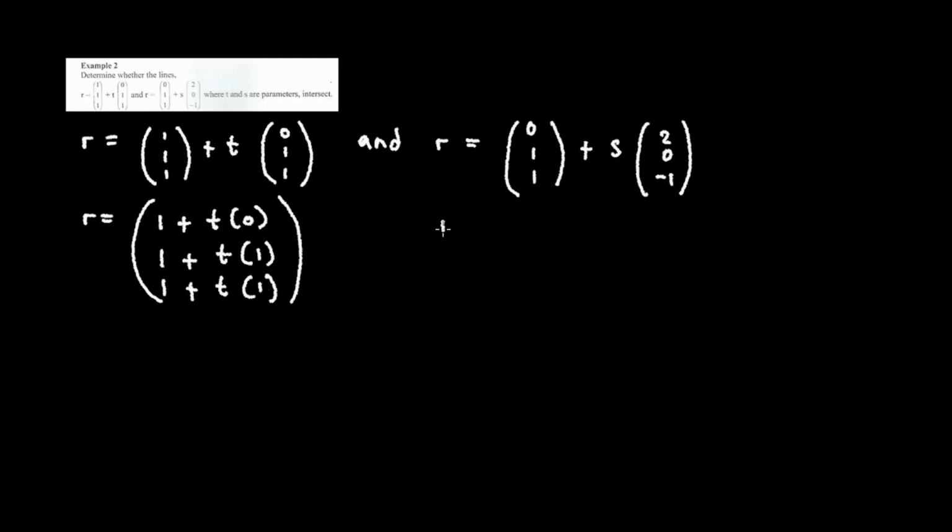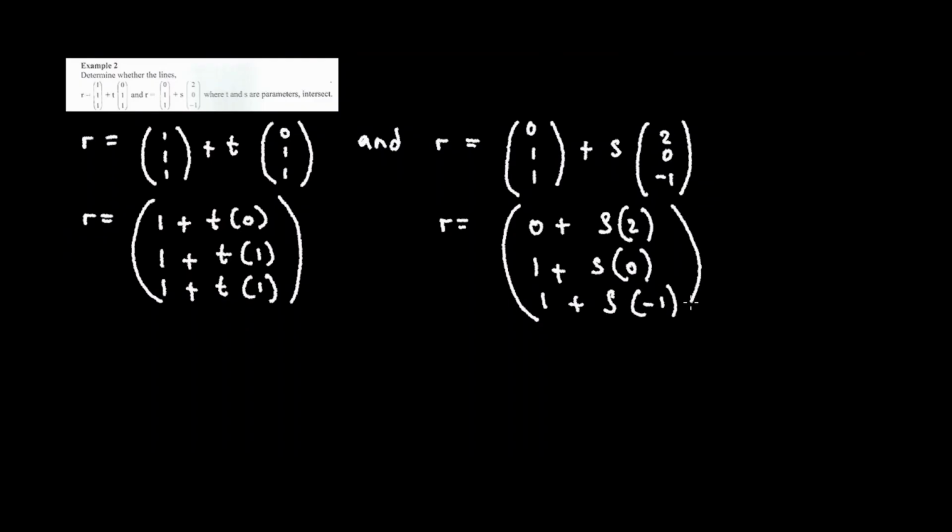Then r is equal to 0 plus s multiplying 2, then 1 plus s multiplying 0, then 1 plus s multiplying minus 1. Like that. And the other line, r is equal to 1 plus t times 0, 1 plus t times 1, that's 1 plus t, 1 plus t times 1, 1 plus t.